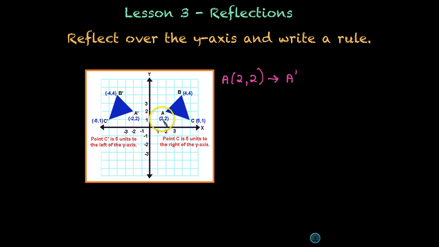let's look at our x value. So we are here at 2, but we don't keep the same x value because we're not reflecting down. We're reflecting over the y-axis.